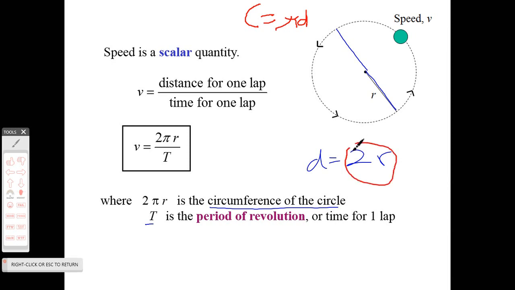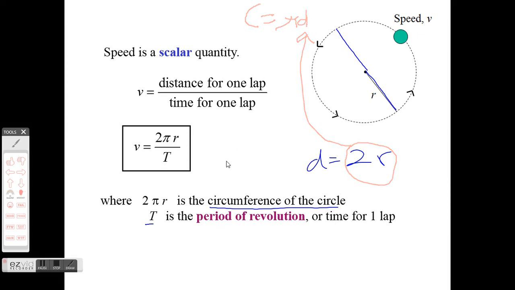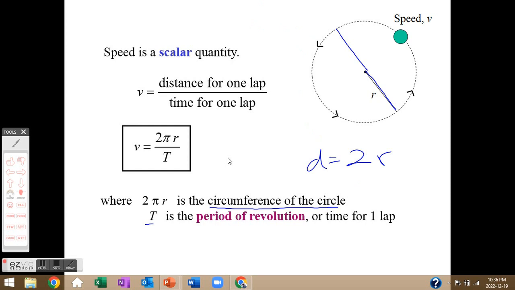And I end up with my formula, v equals distance for one lap, which is really just 2 pi r, divided by t. Now in this case, it's time for one lap. We give that a special name. It's the period of revolution. T is a circular motion term that we use for the time for one lap, or one time around the circle, or one orbit if we're dealing with gravitational and planetary motion.